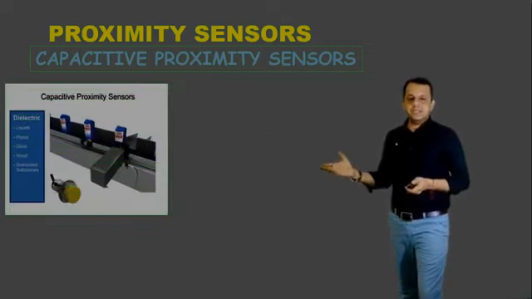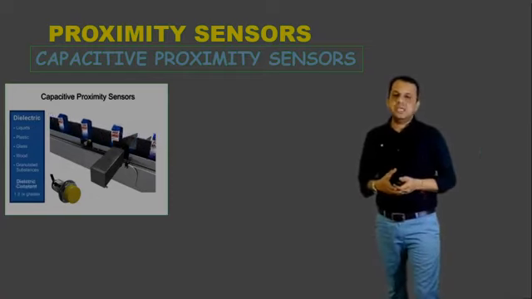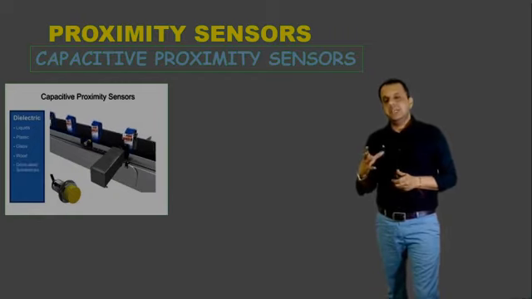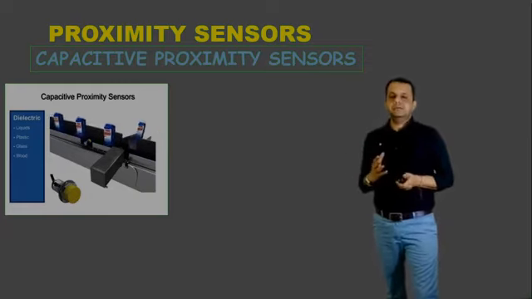Here you see one of the applications where a capacitive proximity sensor is used. In this animation you can see a particular defective part comes and is taken away from the supply line.